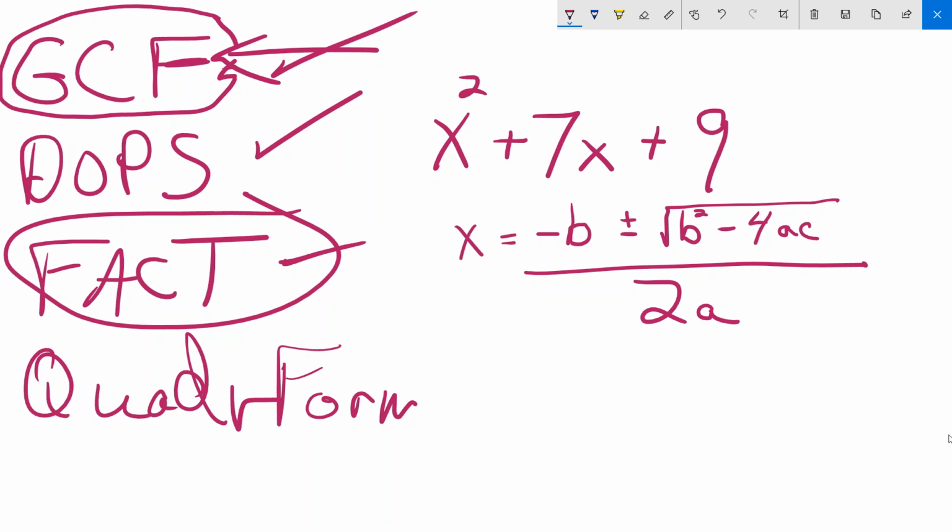Now, what is A, B, and C? A. In this quadratic, X is A? No. These letters, A, B, and C, are the coefficients, always. In other words, remove the x's and give me just what's left, the coefficients. What's the coefficient of the x squared term? That's A. 1. B? 7. And C. 9. Yes, and it is plus 9. If it were a minus 9, then C would be minus 9. Okay. Plug it in.